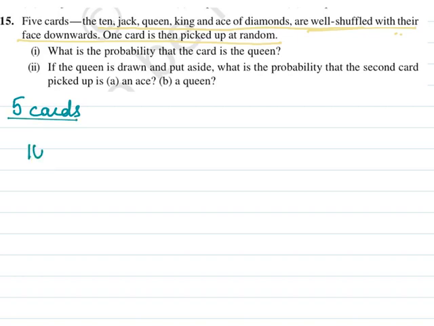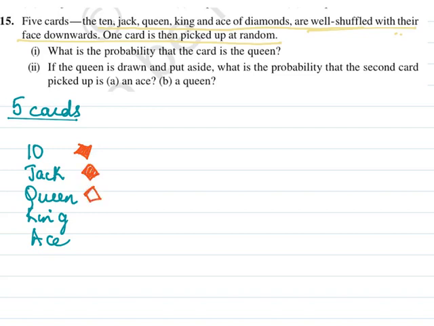We have a 10, we have a Jack, we have a Queen, King and Ace. I should put it in red because these are all of diamonds. 10 of diamonds, a Jack of diamonds, we have a Queen of diamonds, a King of diamonds and a Ace of diamonds. The first question is, what is the probability that the card is a queen?